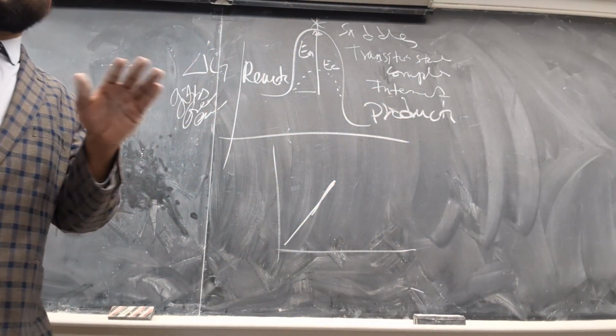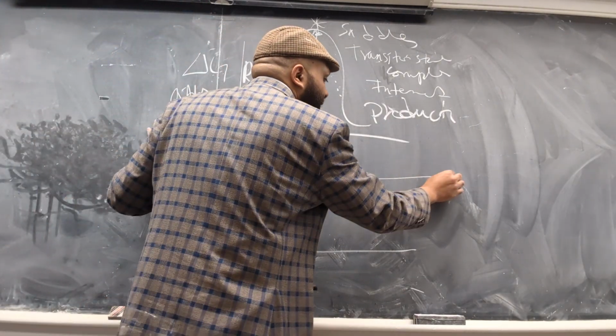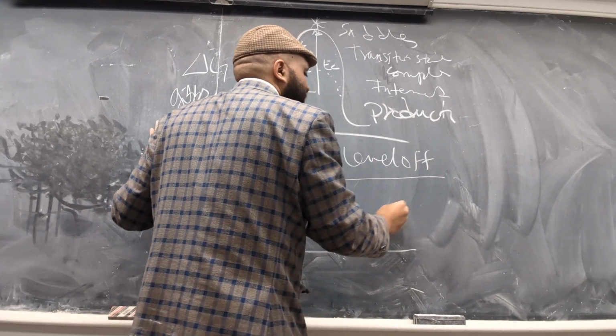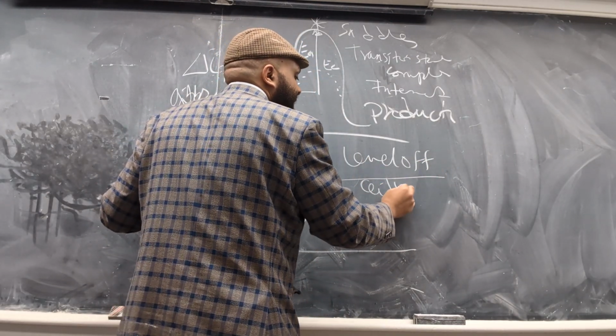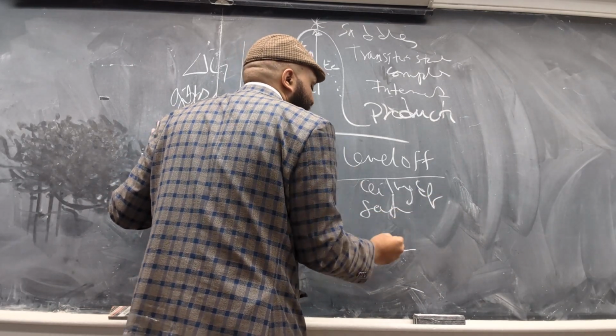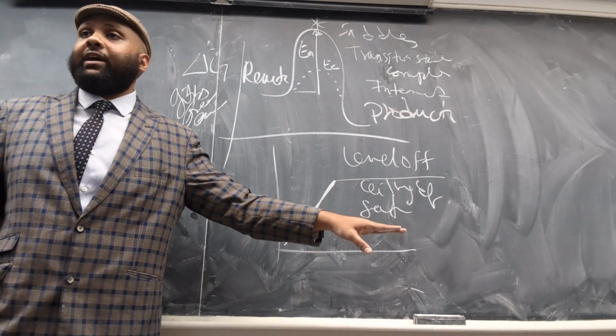But when all the buses are saturated and full, then the reaction rate is going to level off. It's going to reach a ceiling effect known as saturation. All the active sites are going to be saturated. Then you're going to have this kind of diagram.